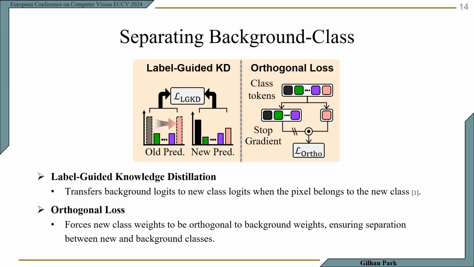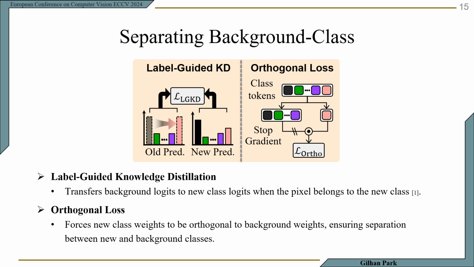To address the issue of background shift toward the new classes, we use two techniques: label-guided knowledge distillation and orthogonal loss. Label-guided knowledge distillation works by distilling the old model's refined logits, transferring the background logits to new classes when necessary. This helps decouple the new classes from the background.